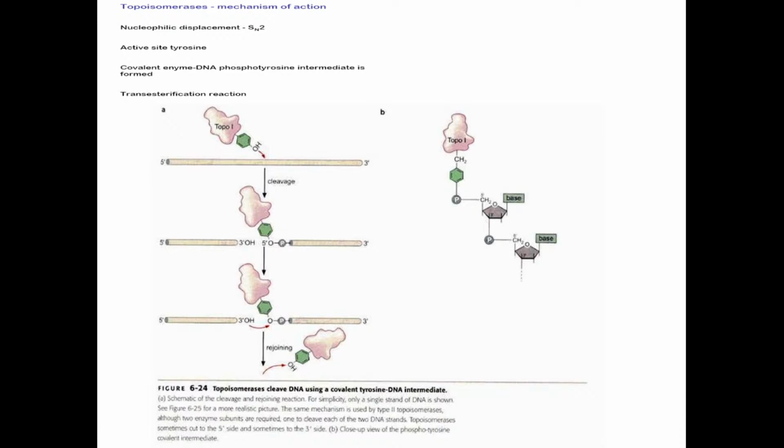Topoisomerase 1, the first type, is really a nuclease. It can digest one strand and transfer the second strand's broken part across the non-digested part, with resynthesis, rejoining of the broken single strand. The second type digests both strands, and then rejoins them.